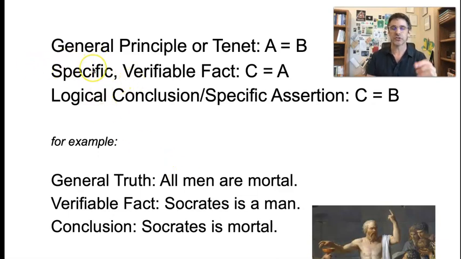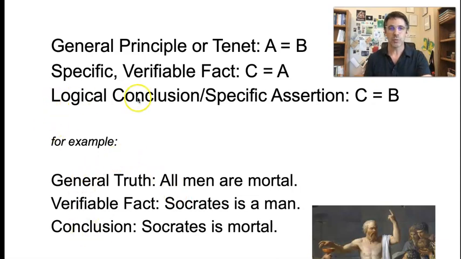Line 2 then is a specific, verifiable fact. It's your evidence. You can prove it. And it's one concrete example that you're pointing to. In this case, the verifiable fact, Socrates is a person. That is verifiable. You're not making anything else about it.